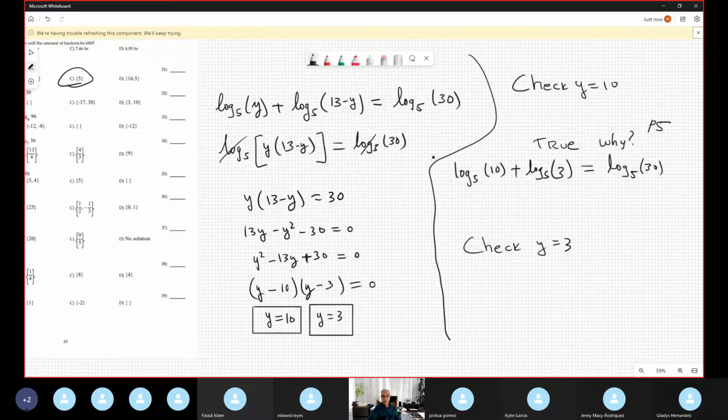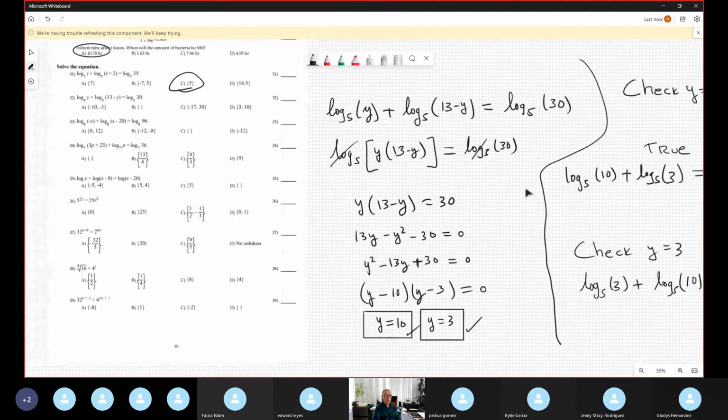Genesis is the same. So basically, see, I check it for 3, logarithm base 5 of 3 plus logarithm base 5 of 10, because 13 minus 3 gets 10, should be equal logarithm, and you get exactly the same idea. Therefore, in this case, both solutions are good. And the solution is 10 and 3, but positive, no?